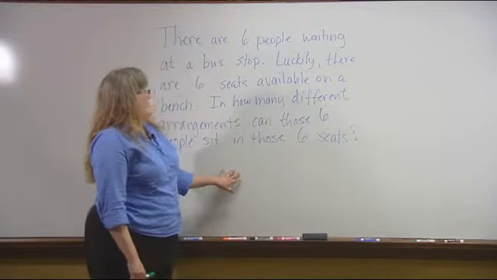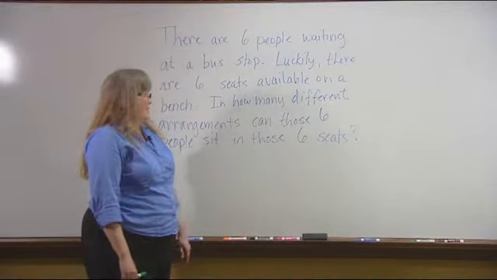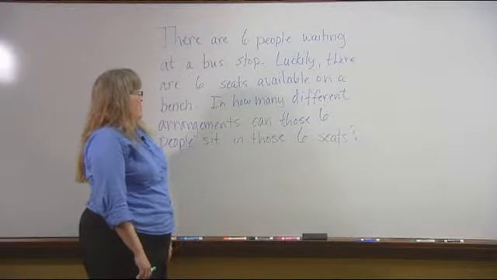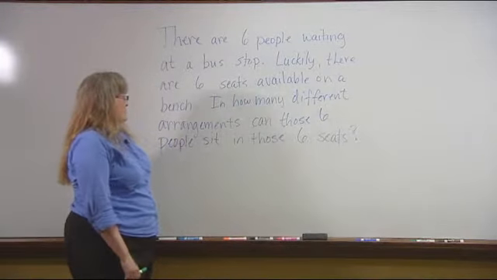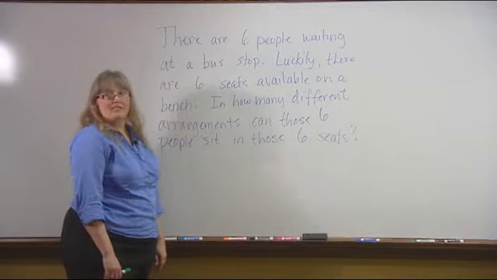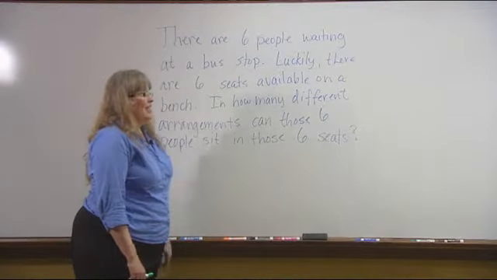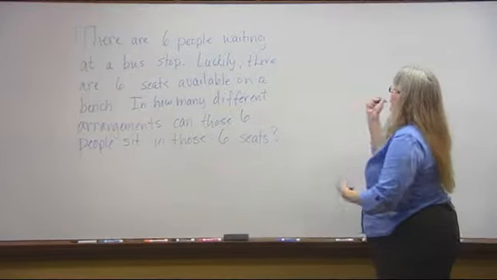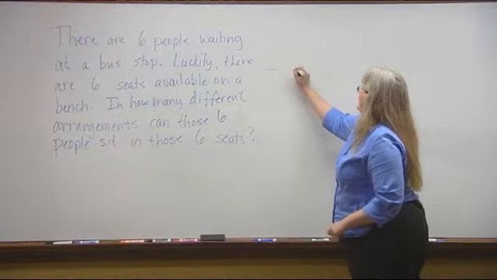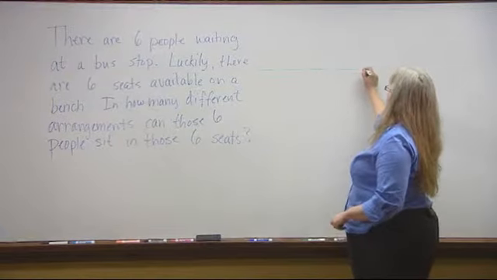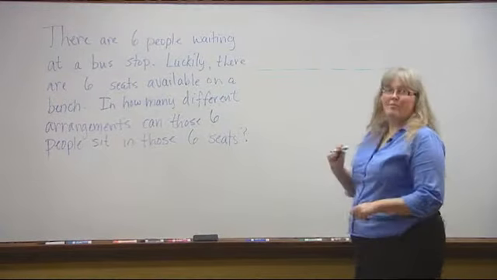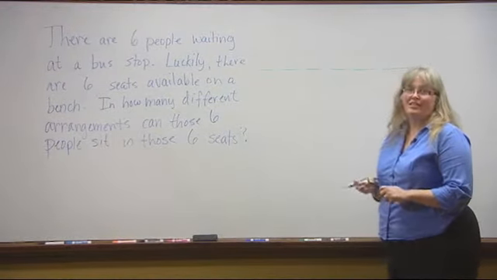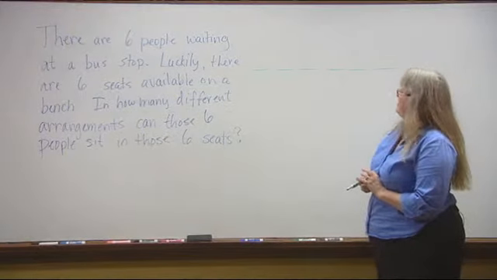This first problem says there are 6 people waiting at a bus stop. Luckily, there are 6 seats available on a bench. In how many different arrangements can these 6 people sit in those 6 seats? I think the easiest way to think about this problem is to think about the seats. 1, 2, 3, 4, 5, 6. So I'm going to make a dash that represents each seat on that bus bench.